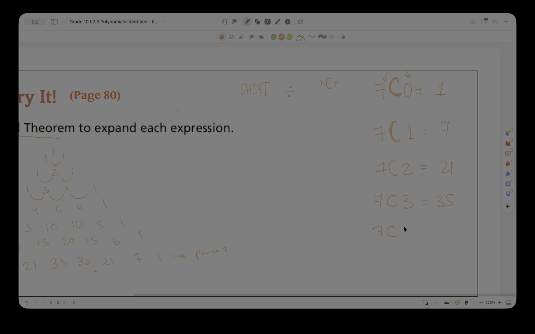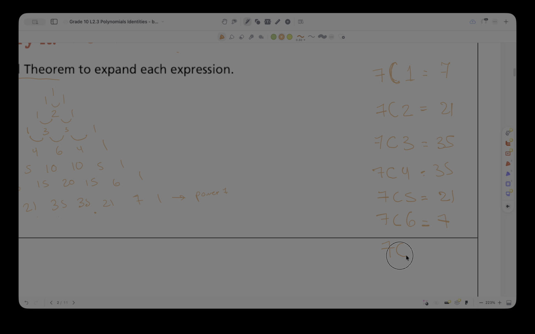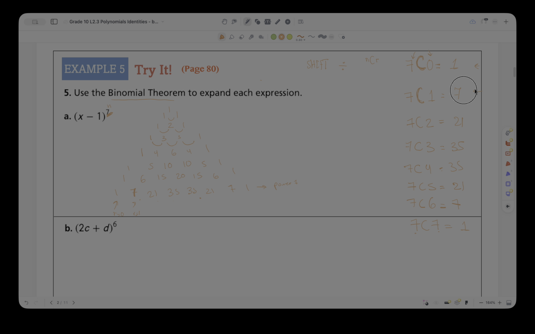And then 7C4, next term, you will get also 35. And then 7C5, you will get 21. 7C6, you will get 7. Try to do it while I'm doing it. 7C7, which is the last one. You cannot have more than the power, okay? That's 1. And count them, they should be 8 terms: 1, 2, 3, 4, 5, 6, 7, 8 terms.